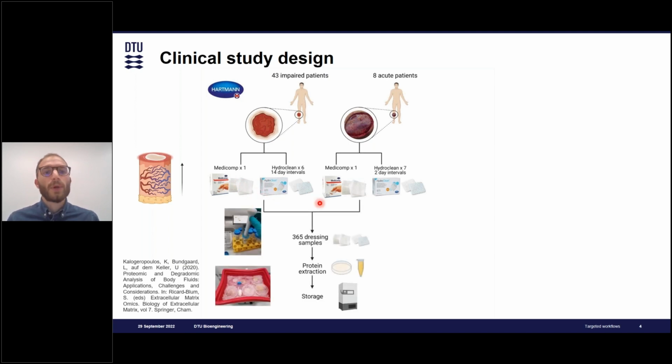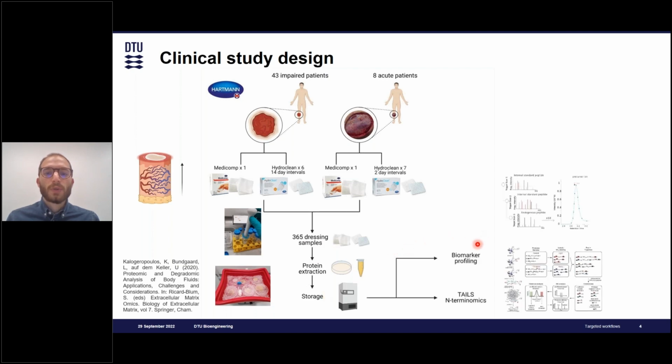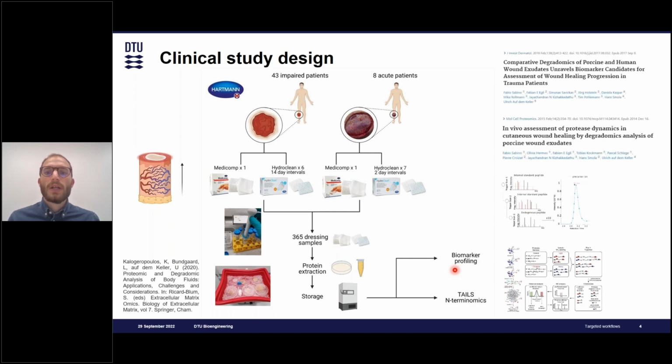So after developing a protocol to extract these proteins, and we optimized this protocol, we stored them, and we continued with 2 different workflows. One was for biomarker profiling, because studies from our group have shown that we can have biomarkers for accurate detection of progression of wound healing, and the other was TAILS and terminomics, which assesses proteolytic substrates.